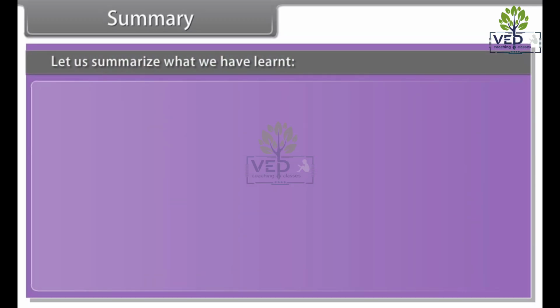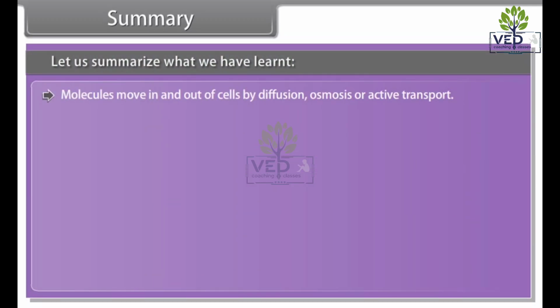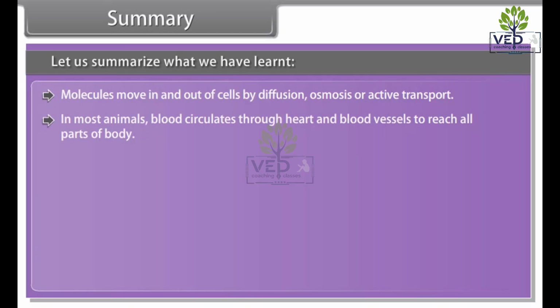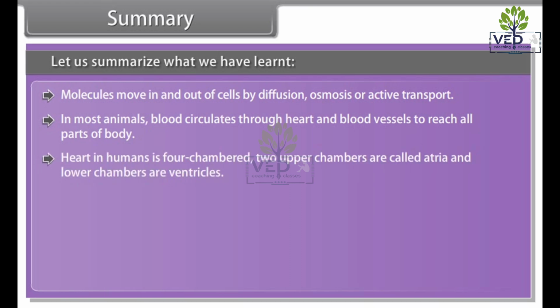Summary. Let us summarize what we have learned. Molecules move in and out of cells by diffusion, osmosis, or active transport. In most animals, blood circulates through the heart and blood vessels to reach all parts of the body. The heart in humans is 4-chambered. The 2 upper chambers are called atria and the lower chambers are ventricles.